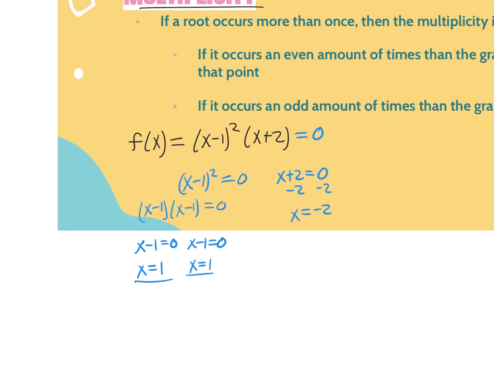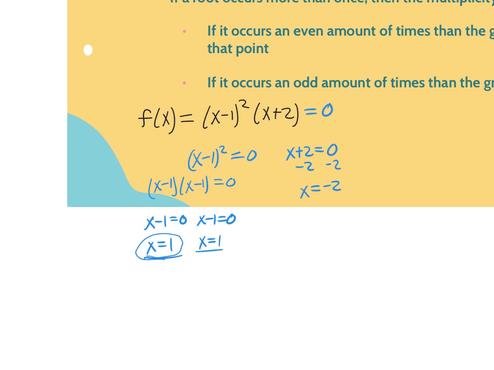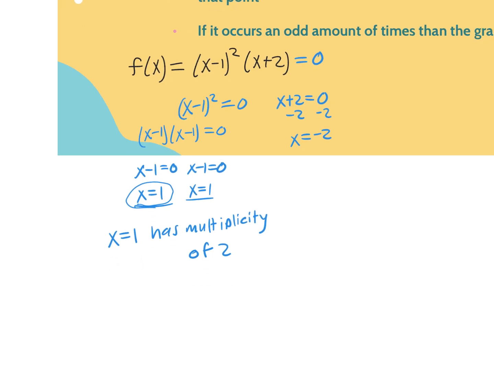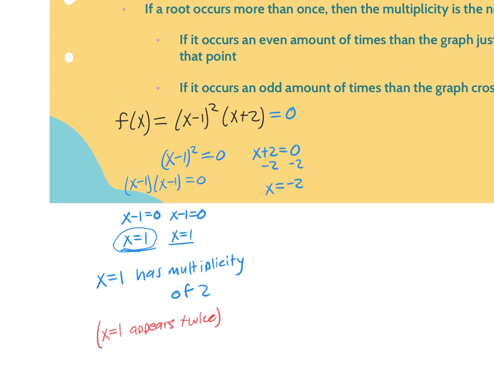Now, the one that shows up twice, I told you that you only need to write it once, but some information is hidden if you only write it once, because you're not accounting for the multiplicity. The multiplicity, in this case, I'm going to say x equals 1 has a multiplicity of 2. To put this in language that you understand, x equals 1 appears twice. Now, this actually has meaning on a graph.